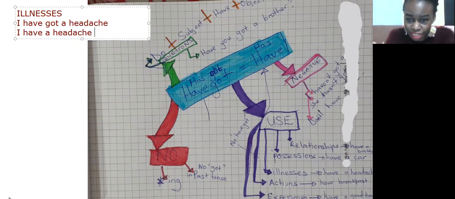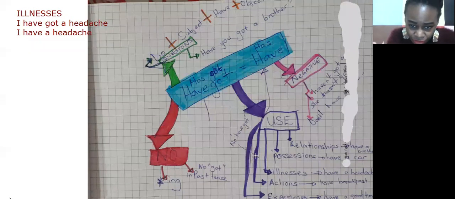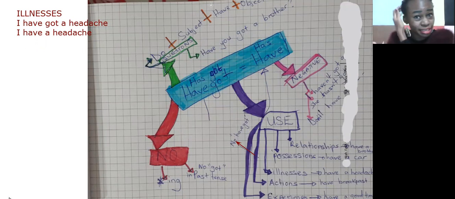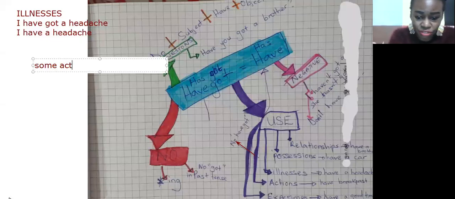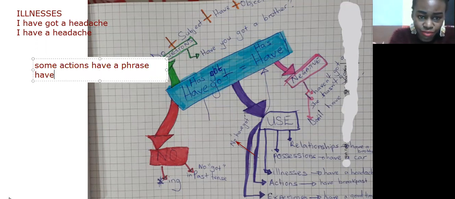Another one, actions. Here it's a little bit different. Here you can see, there is an arrow on this. Hani bir çizgi var. Bu dördüncüden actions olan. Orada have got kullanmıyoruz. We don't use have got for actions. Yani hangi hareketler? Some actions. Some actions have a phrase have.